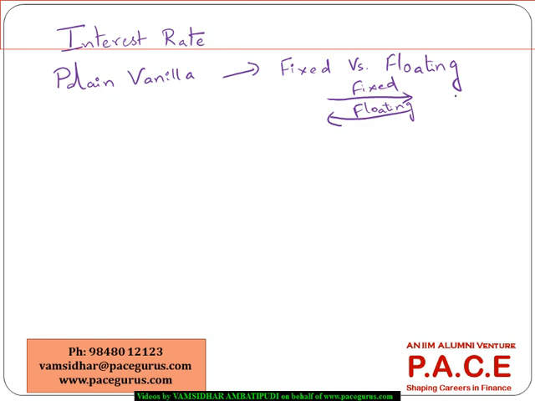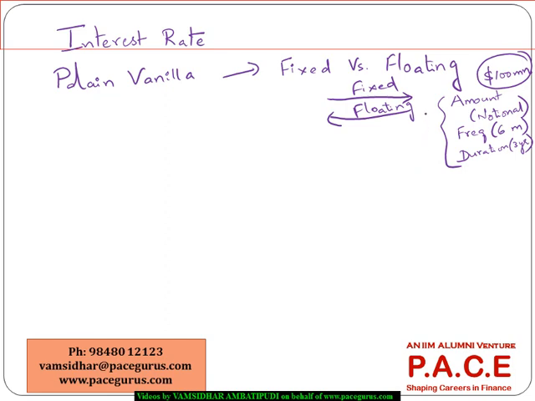But the amount, which is generally notional in nature, means no party needs to pay this amount. So they could say $100 million is the notional amount. On this notional amount, with the frequency of payment, let's say 6 months, and the duration of the swap, let's say 3 years, one party is agreeing to pay a fixed rate on this notional amount, the other party is agreeing to pay a floating rate. So these are the important constituents that go as a part of the swap.